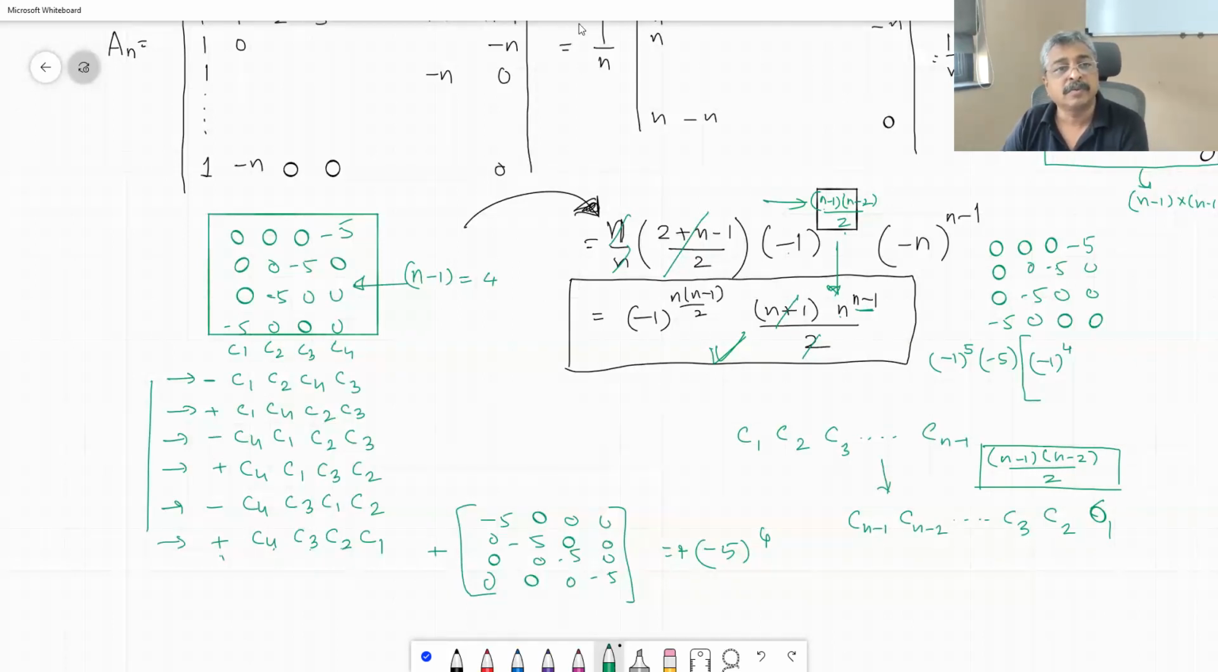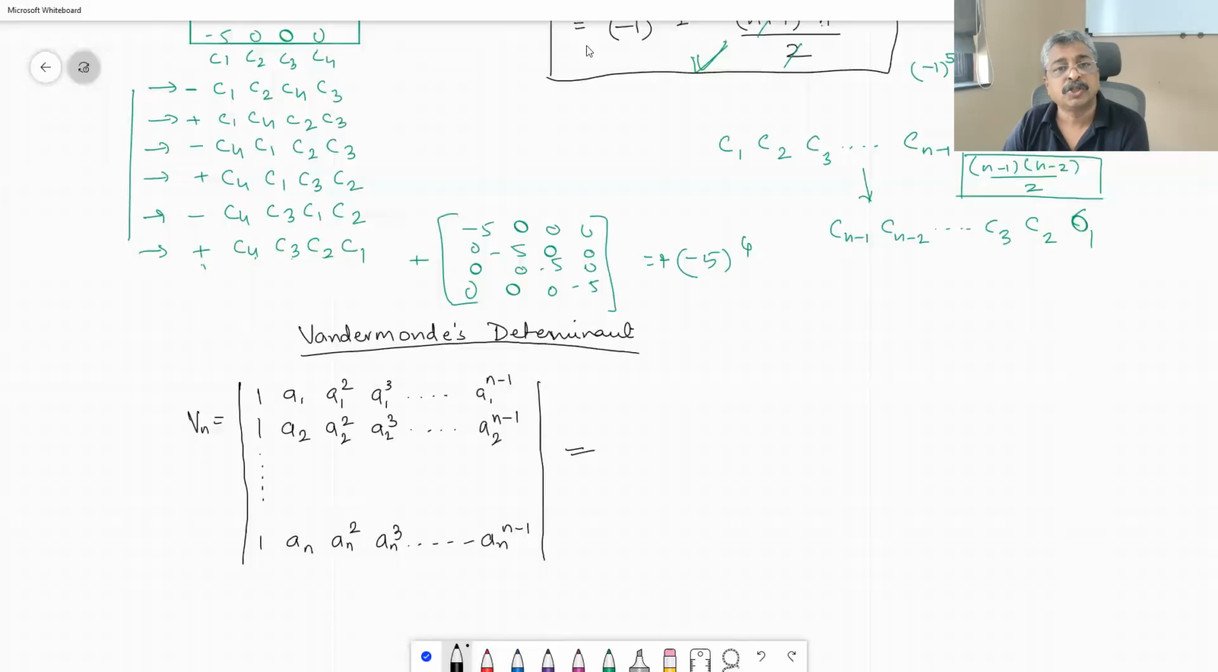Okay. Next, Vandermonde's determinant, with 1, a1, a2. Simplify and get me the answer. What is this?